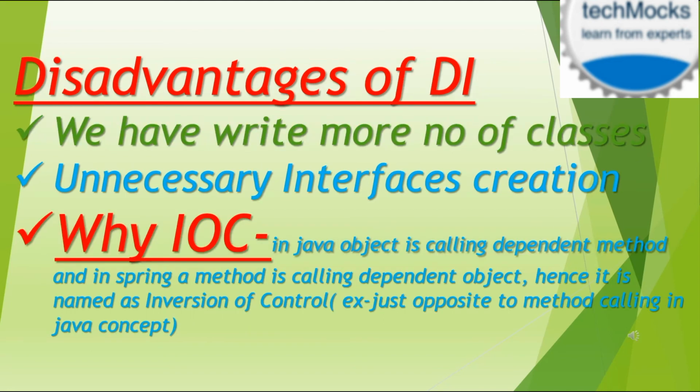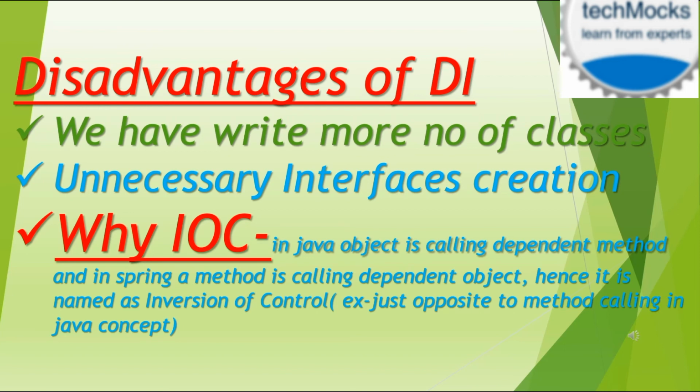We have seen the advantages of dependency injection. Now we can see the disadvantages of dependency injection. First, since we keep the Java classes dependent on each other, we would be writing more classes. And secondly, we are moving the dependencies from one place to another place, so we would be writing more interfaces. So these two things we would be writing extra when we are using the concept of dependency injection.